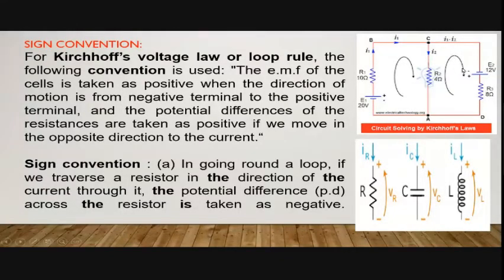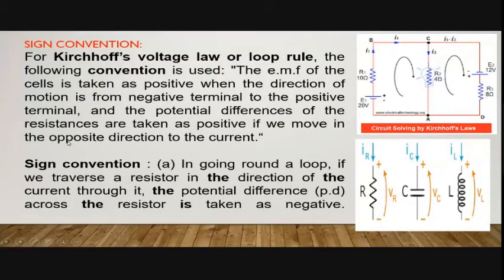Let us go to the second loop. Here current is in this direction, it is going from negative to positive. So E2 will be positive, this EMF will be positive. And what about the direction of current? Current is in this direction, correct? Current is in this direction, that means I2 R3, (I1 minus I2) into R3, you have to take it as negative. Okay, so this is for the voltage law.